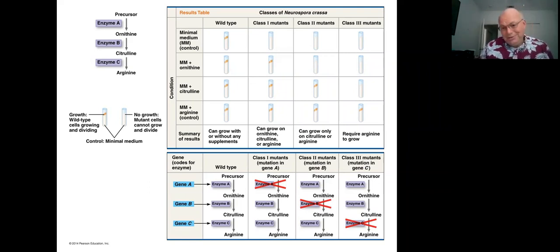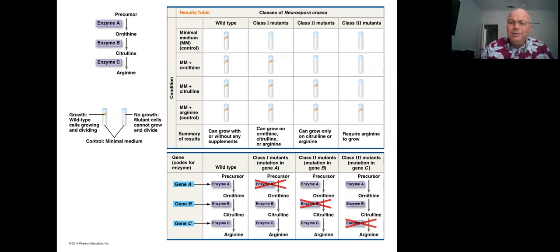The second class of mutants, the class 2 mutants, would not grow unless you provided them with citrulline. It didn't matter if you provided them with ornithine, they wouldn't grow. You had to provide them with either citrulline or arginine. And that indicated to them that the problem must be in the conversion of ornithine to citrulline. Once you give it citrulline, it's fine. You give it arginine, it's fine. You give it ornithine, it's not fine. So the problem lies with the conversion of ornithine to citrulline. And they assigned this fault to enzyme B. That must be the enzyme that was faulty here.